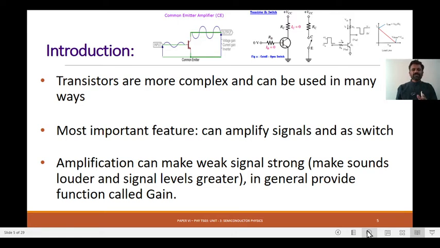And what do you mean by amplification? Amplification is that if you feed an input signal, that will get amplified. That means this is the input voltage, you can consider the vertical line, and from here to here, this is the output voltage, which you call amplification. Amplification has been done, and also an inversion has been done.